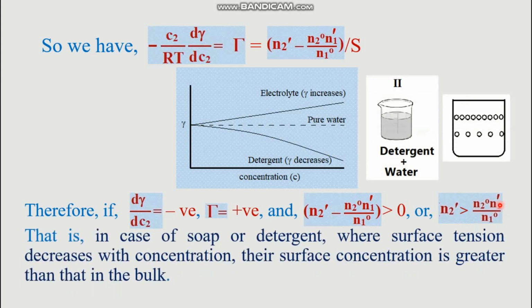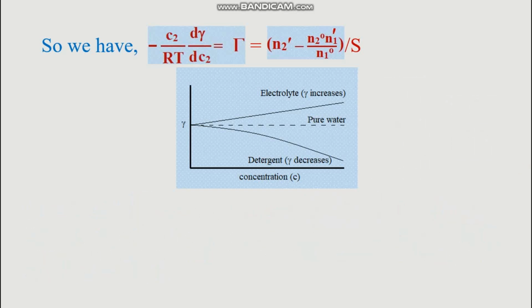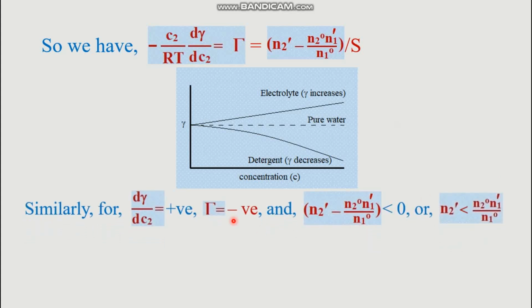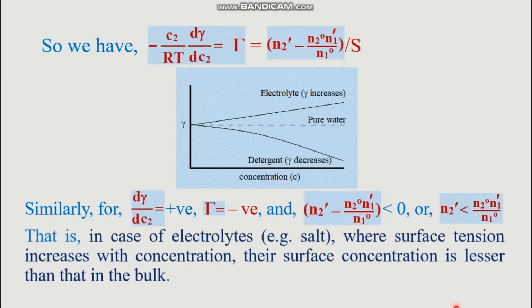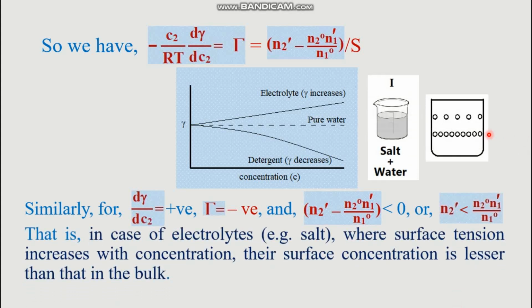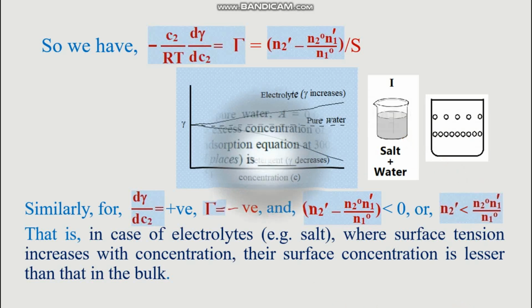Look at this picture. In case of the detergent water solution, case 2, the surface concentration is greater than that in the bulk. Similarly, in case of the salt water solution, d gamma by dc2 is positive. So if d gamma by dc2 is positive, then the overall left hand side becomes negative. So this capital gamma is negative. If this is negative, then this term is less than 0. If this term is less than 0, this n2 prime is less than this term. That is, the surface concentration is less than the bulk concentration, which takes place in the case of the salt water system. So this way these two curves are explained.